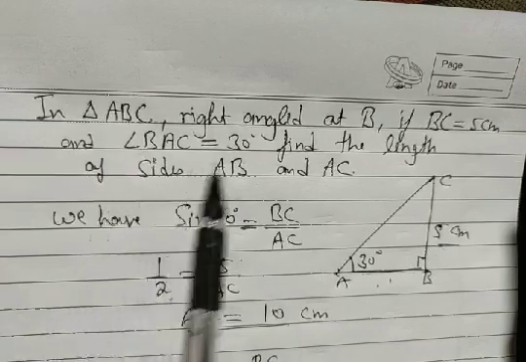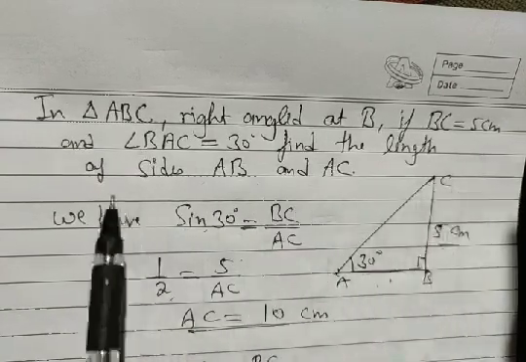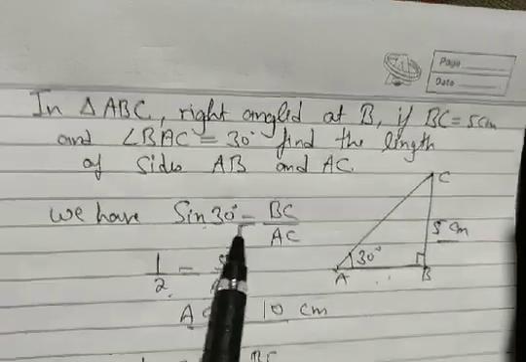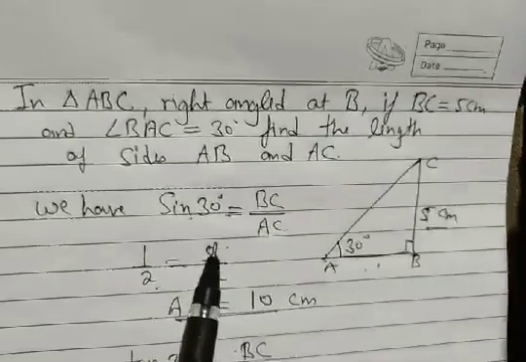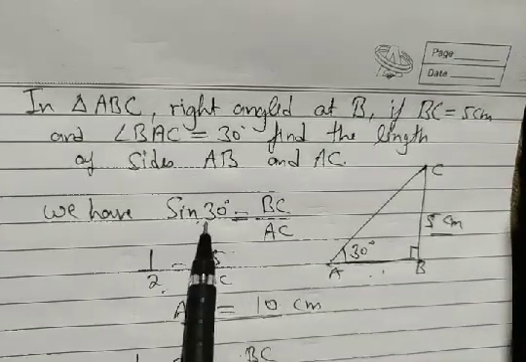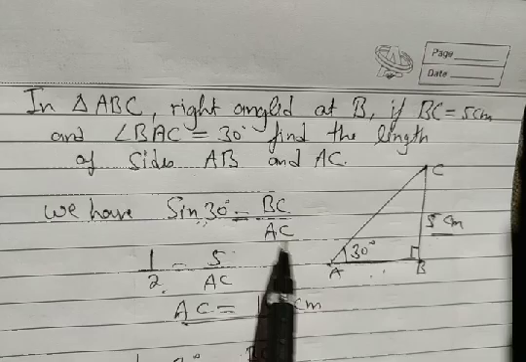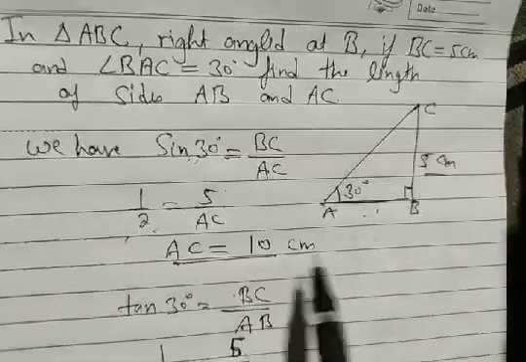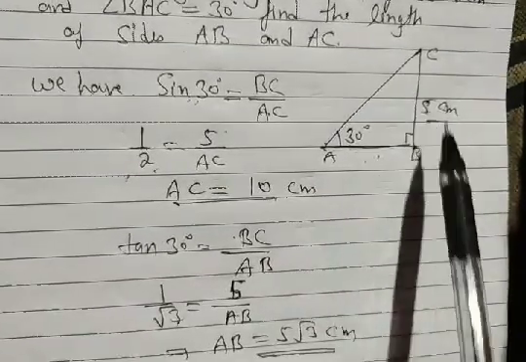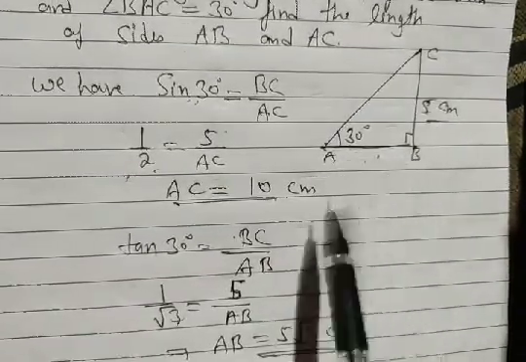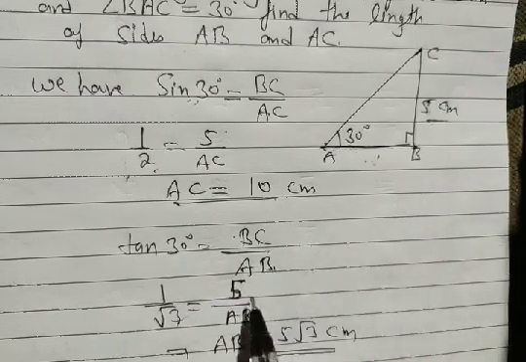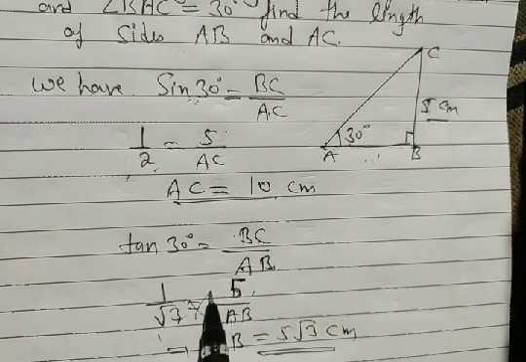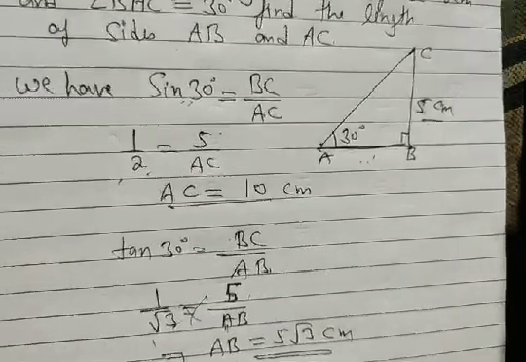Again, in triangle ABC, right angle at B, if BC equal to 5 and angle BAC 30 degree, find the length of side AB and AC. We started with sine 30 degree equal to BC by AC, because sine is given by perpendicular to the hypotenuse. Putting the values, and the value of sine 30 as 1 by 2, we get our AC. Again we use tan, perpendicular to the base, because we have to find AB. Then tan 30 equal to BC upon AB. We have the value of BC as 5, AB unknown, and the value of tan 30 is 1 by root 3. After using cross multiplication, we get the value of AB as 5 root 3.